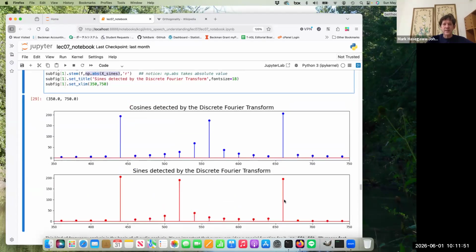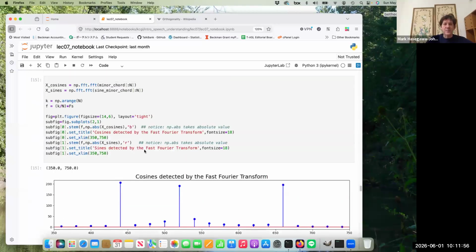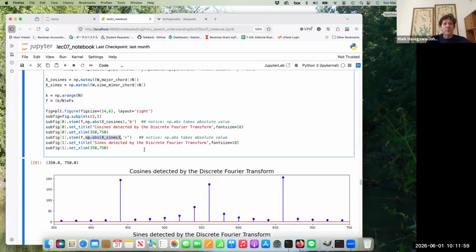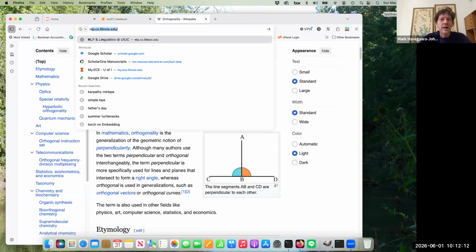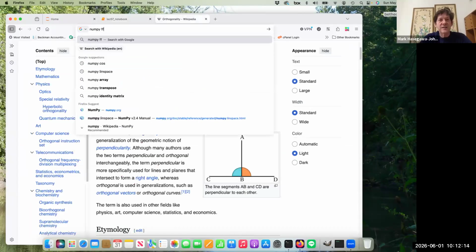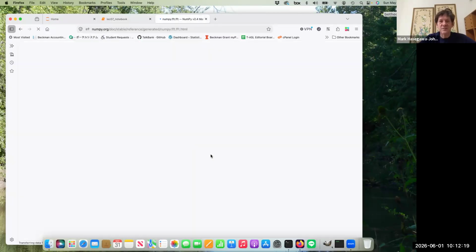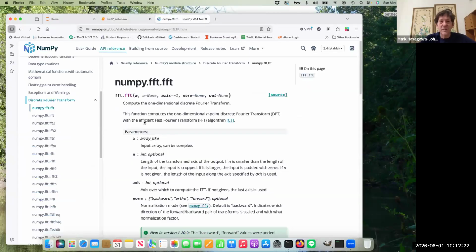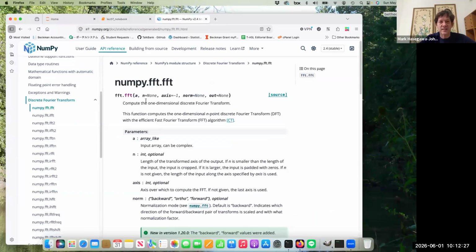This is, by the way, what we've done so far now is exactly what's done by the, wow, I'm having trouble centering it. Here we go. It's exactly what's done by the function numpy.fft.fft. Let me look that up. NumPy FFT. FFT stands for fast Fourier transform. What we've done here is the Fourier transform, and FFT computes the fast Fourier transform.